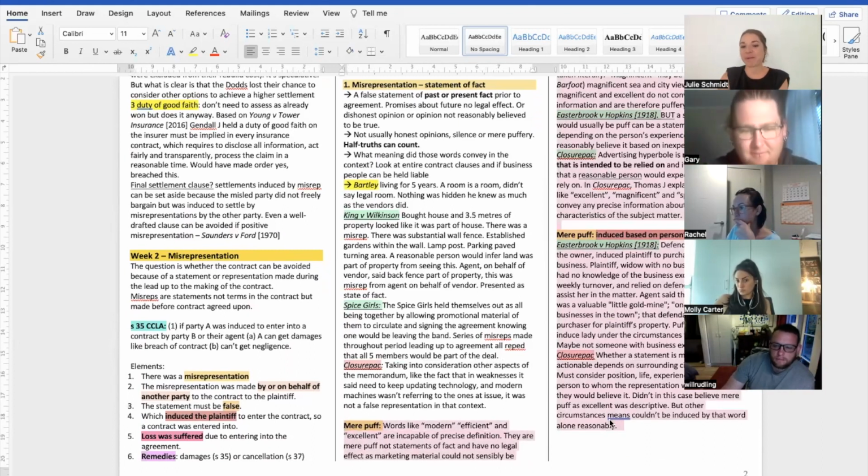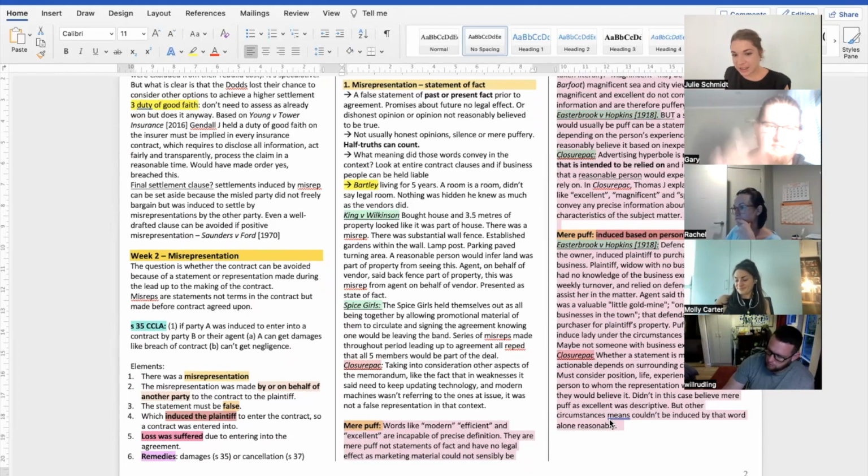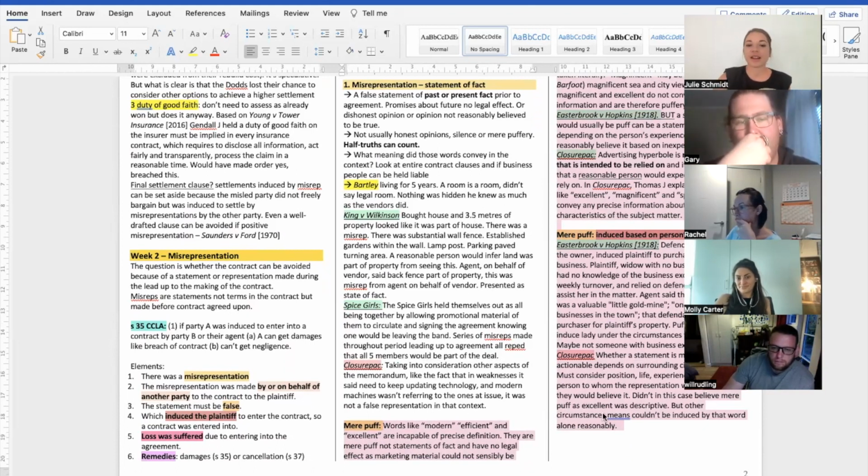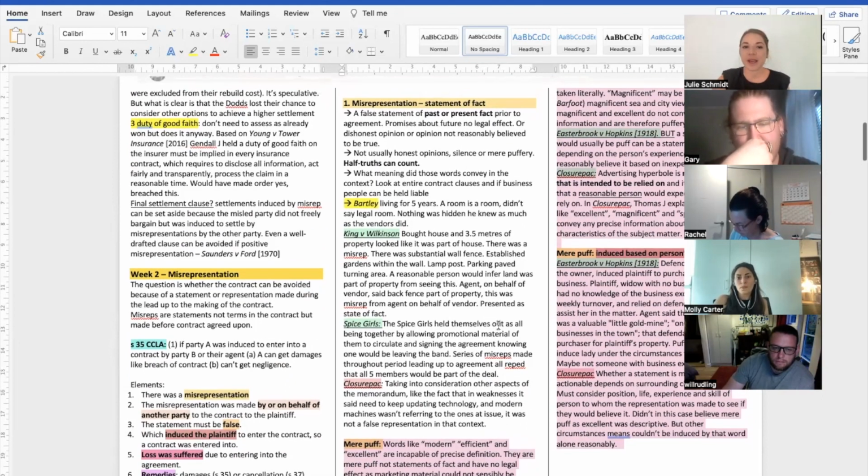So who knows what mere puff means? Yep, we've got a hand up. Does someone want to jump in and say how you would apply the subcategory of mere puff to element 1?